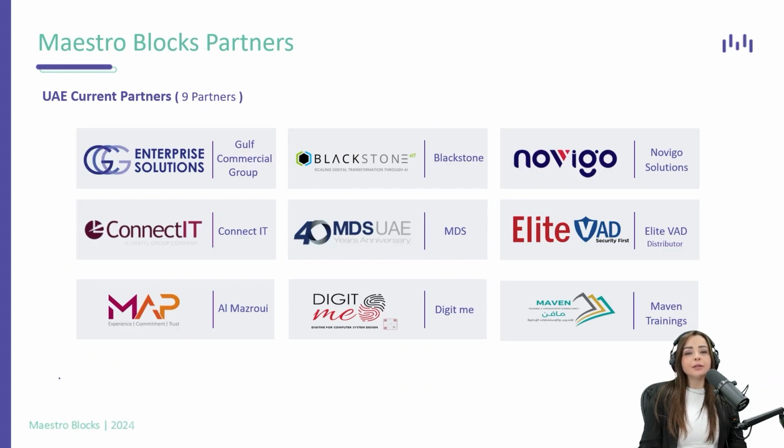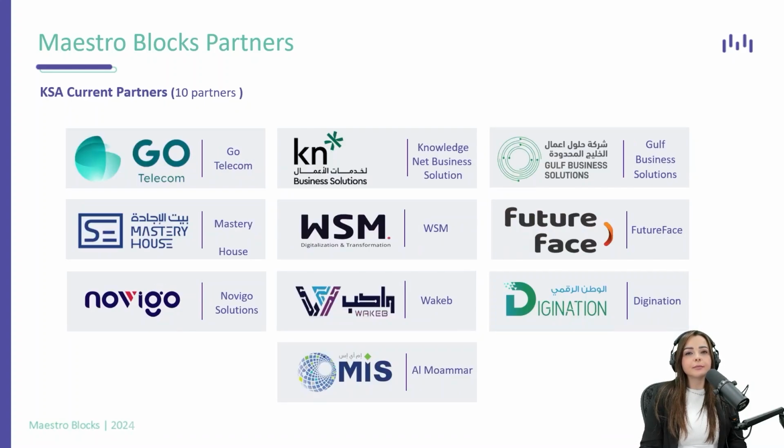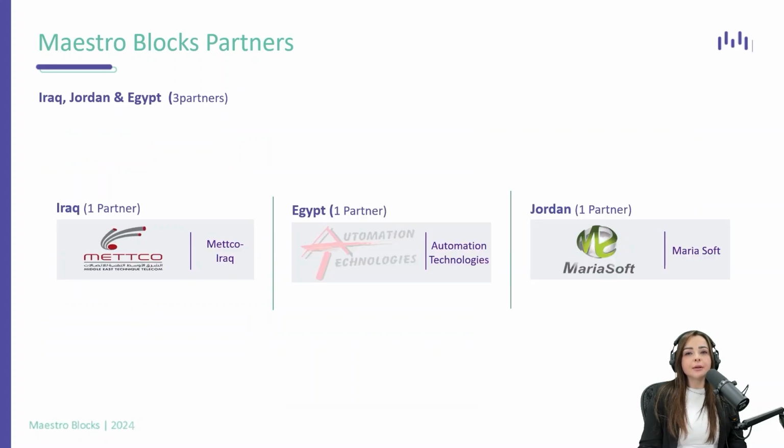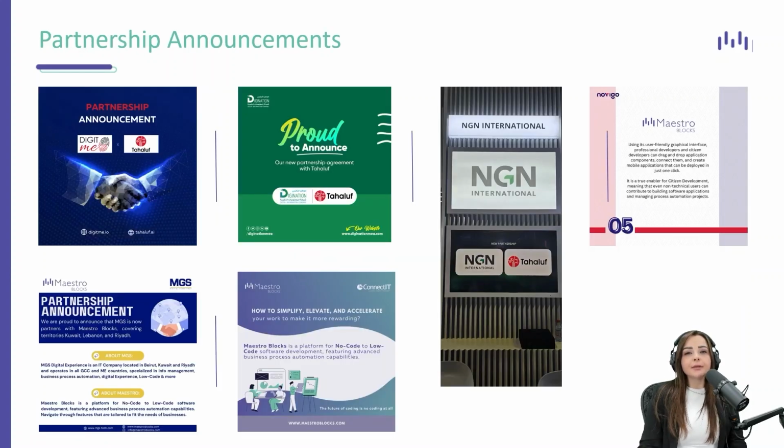Over the past 2 years, we have successfully onboarded 26 partners across different regions. This slide shows our 9 partners in the UAE. This slide shows our 10 partners in Saudi Arabia. This slide shows our partner in GCC. Finally, this slide shows our partners in Iraq, Jordan, and Egypt. This slide shows examples of 4 partnership announcements published on social media platforms.